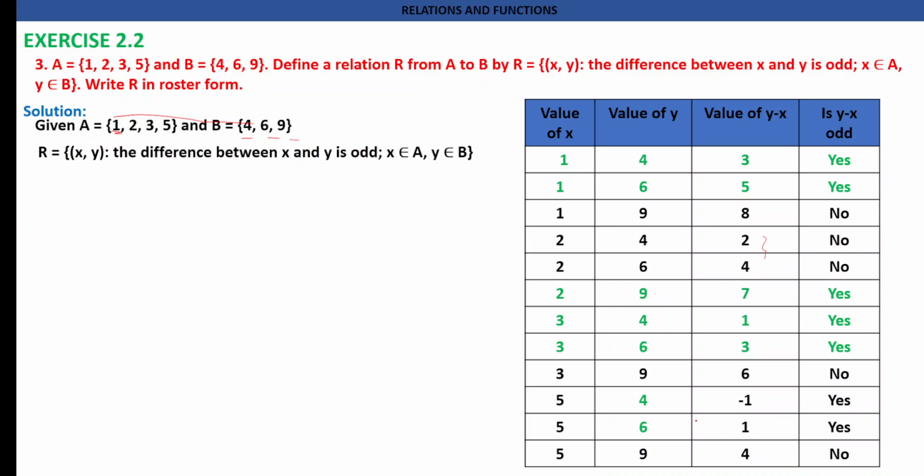Now from this, we can frame this R as (x, y) such that the difference between x and y is R, where x belongs to A and y belongs to B. Next, the relation in roster form. For each value, the ones marked yes, highlighted with green, are valid: 1 and 4, 1 and 6, 2 and 9, 3 and 4, 3 and 6. Next, 5 and 4 and 5 and 6.